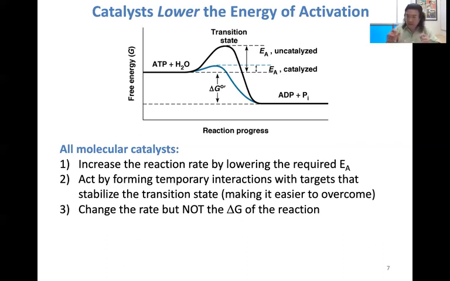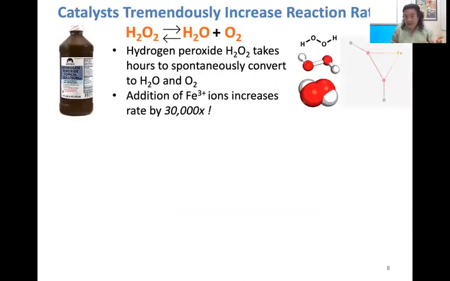And importantly, just like I said with the light switch, just because you have a catalyst helping out, it does not change the starting energy or the final energy, right? The ATP going to ADP is still going to be the same drop in energy, the liberation of minus 7.3 kcals per mole, whether or not that reaction is catalyzed. Right? So what are these molecular catalysts? These are molecules that function inside of our cells. Our cells make these and they help to accelerate different important biological processes.